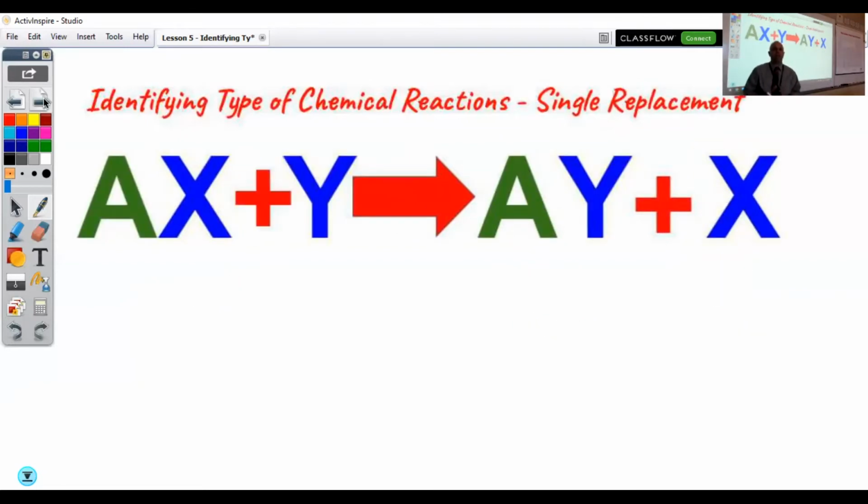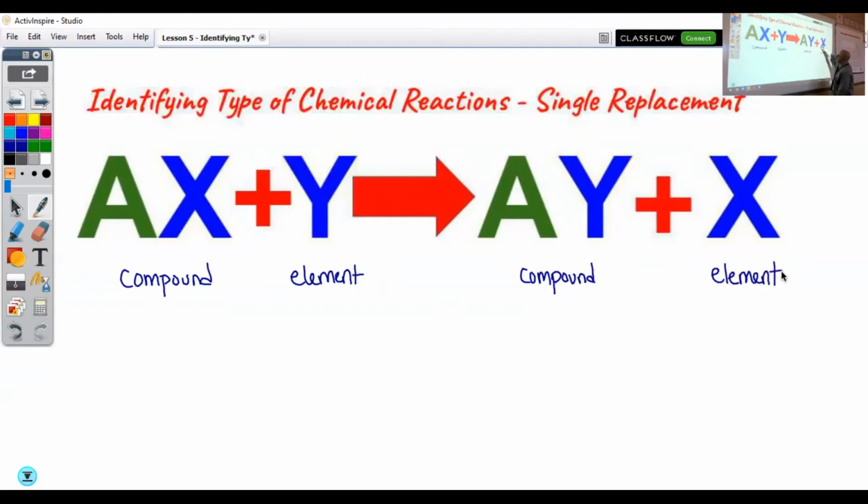Our third type of reaction is called a single replacement reaction. In a single replacement reaction, you have an element reacting with a compound and replacing a part of that compound. And as a result, you form a new compound and a different element. So in our case, we have a compound here reacting with an element. This element is going to replace part of our compound. As you can see here, that'll form a new compound and a different element.